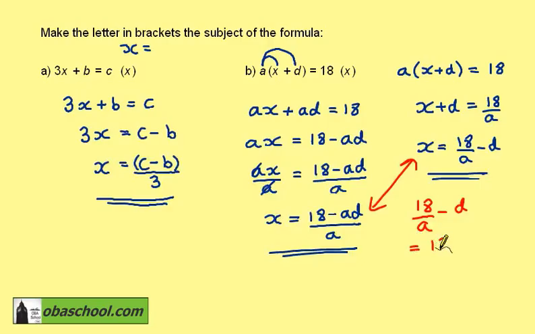Writing it over a common denominator of a, we have minus ad over a. Note here how the a's would cancel, just leaving us with d. Now they're over the same denominator, we can just do the subtraction. So we get 18 take away ad all over a.